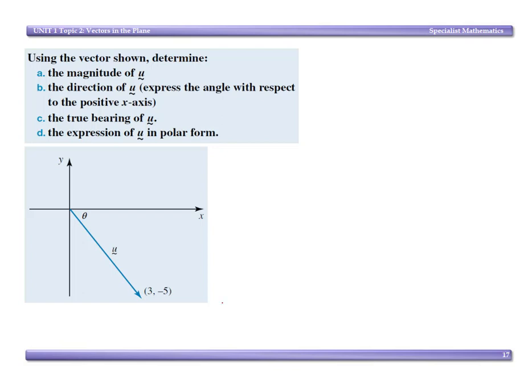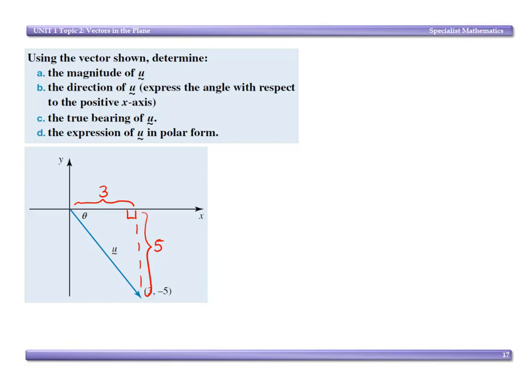Okay, so we have a diagram here with theta, the vector u, and our point (3, -5), so its coordinate. So I'm going to draw in my right angle triangle. This is 3, this is 5. Now we need to know our magnitude and we need to know the theta. So let's do that first.